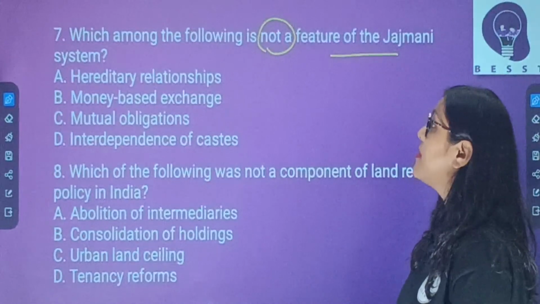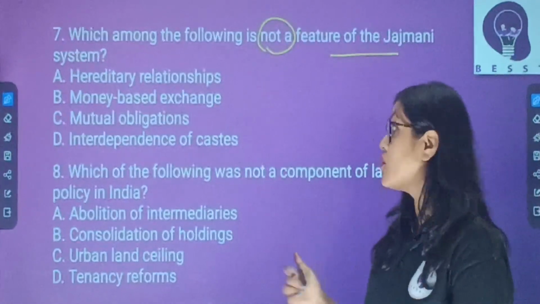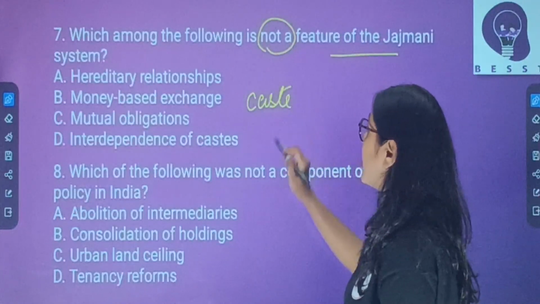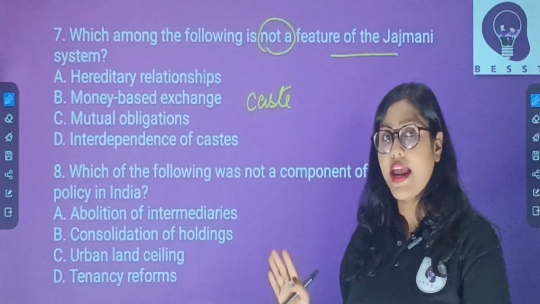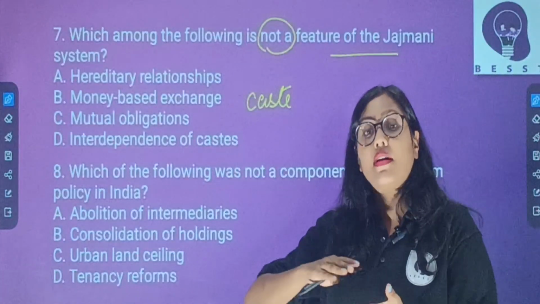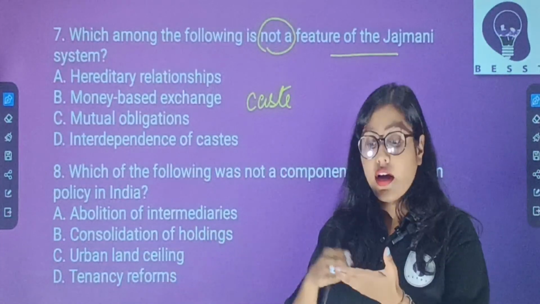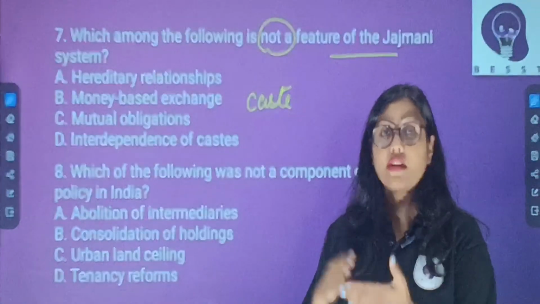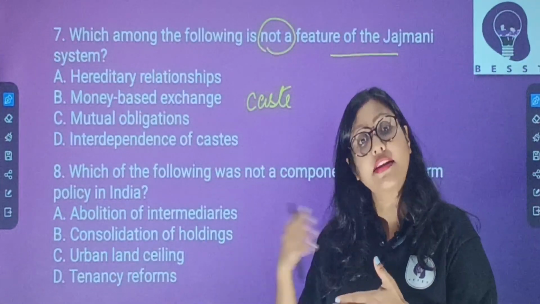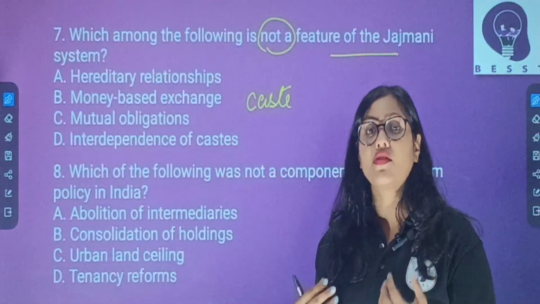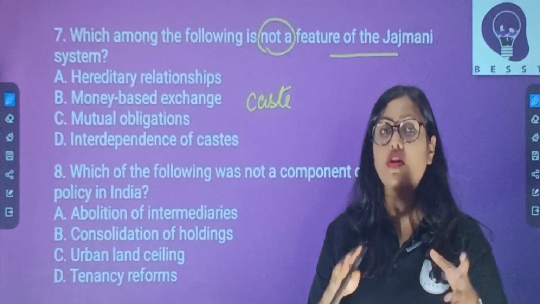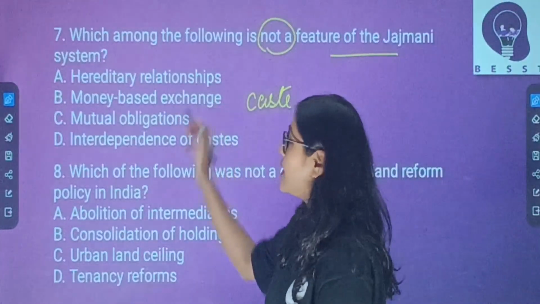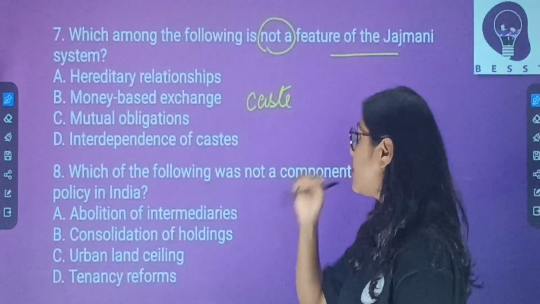Hereditary relationships, yes, it was a hereditary relationship. Why? Because when caste is there, that means it will be hereditary, because a Brahmin's son will be a Brahmin, a Kshatriya's son or daughter will be a Kshatriya, a Vaishya's son or daughter will be a Vaishya, and they will be doing all the kinds of occupations that their ancestors or their fathers or their mothers were doing. So it was a hereditary relationship. So yes, it will not be the answer.